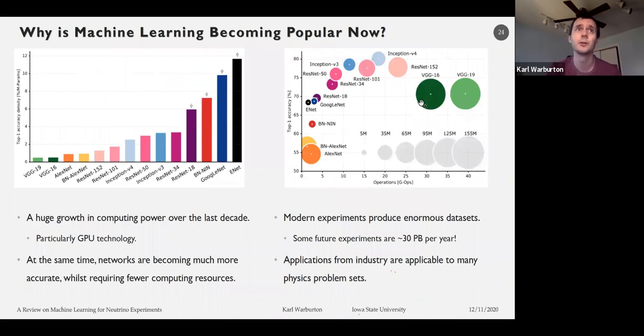Why is machine learning becoming so popular now? It's really because there's been a huge growth in computing power over the last decade, particularly GPUs. And this is at the same time networks are becoming much more accurate, whilst also requiring much fewer resources. This is particularly important because some future experiments are going to record on the order of 30 petabytes of data a year.